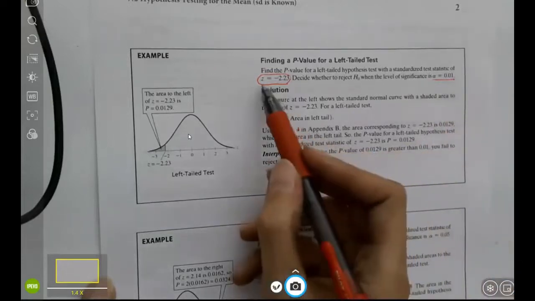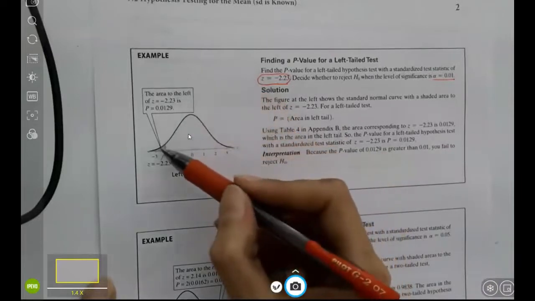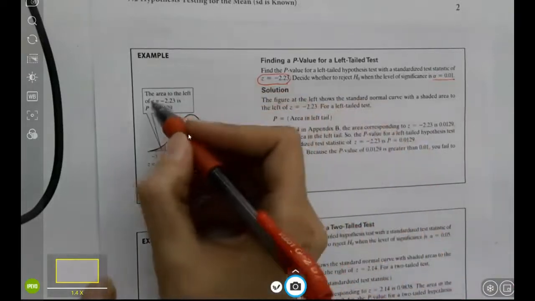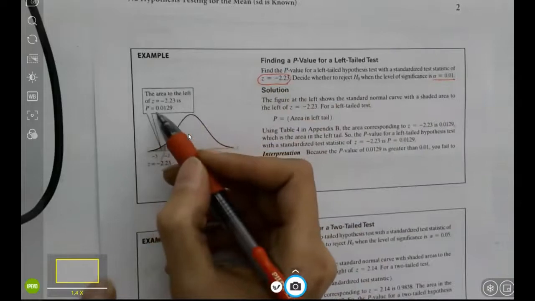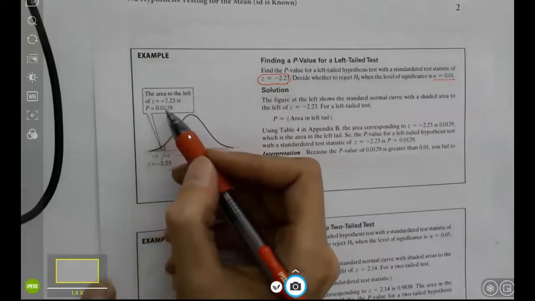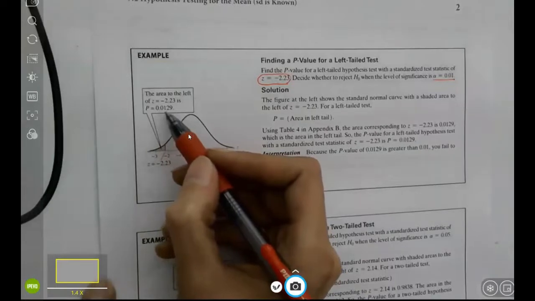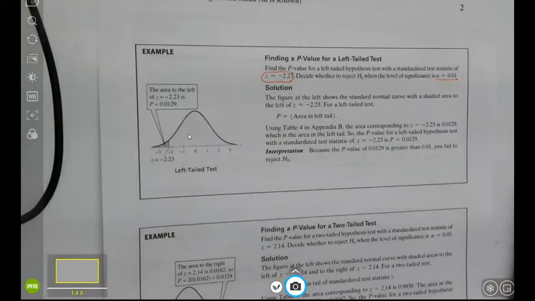Since z is given, the p-value is the area to the left of z. The area to the left of z is your p-value. By using your calculator, you get 0.0129. Let's take a look at our calculator.